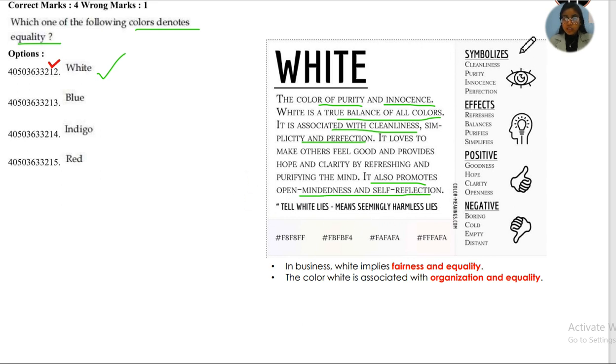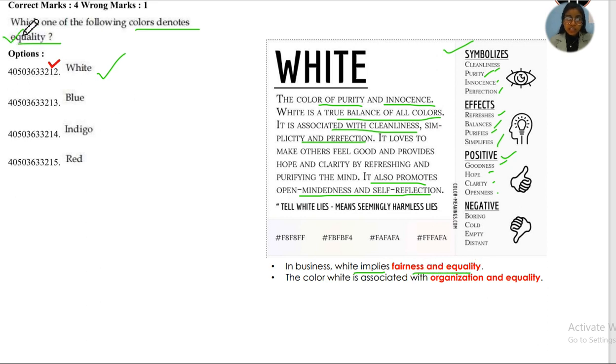Now, just look over here. White symbolizes cleanliness, purity, innocence, perfection. What kind of effect does the white color have on you? It affects like freshness, balance, it purifies, simplifies. In positive terms, when we talk about goodness, hope, clarity, openness. Okay, so in business, white color implies fairness and equality.